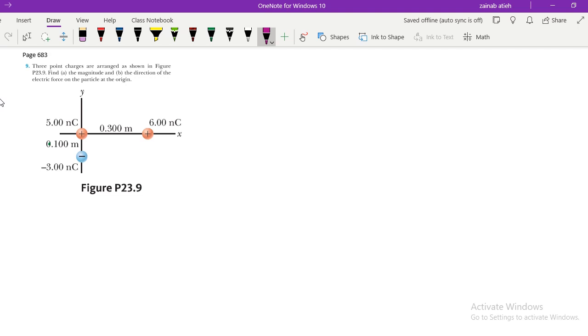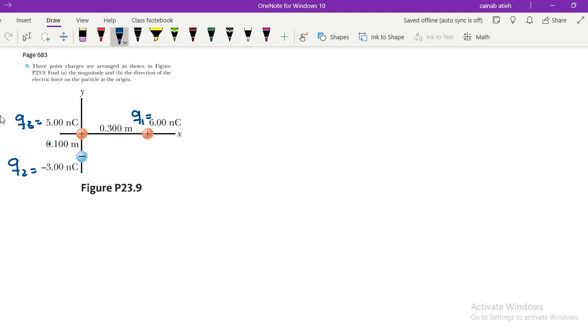Three point charges are arranged as shown in figure 23.9. Find the magnitude and the direction of the electric force on the particle at the origin. So we're going to find the net force acting on the particle at the origin. For simplicity, I will call the 6 nanocoulomb charge Q1, the minus 3 nanocoulomb charge Q2, and the 5 nanocoulomb charge Q3.